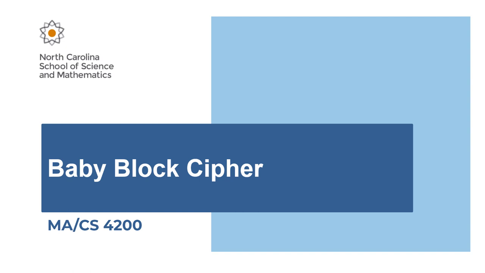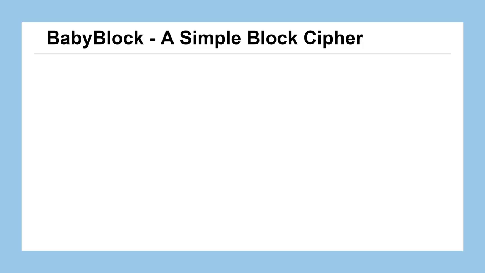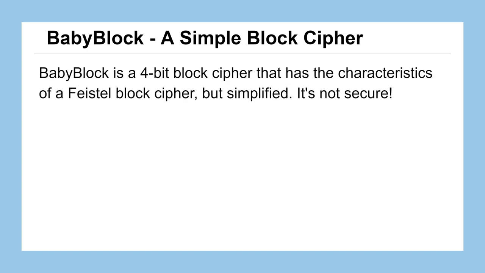In this lesson, we'll be looking at our very first fully operational block cipher. Now, this block cipher will be a little bit simplistic, so we're going to call it BabyBlock, but it does include all of the key characteristics. BabyBlock will be a 4-bit block cipher, meaning that it will take in 4 bits from a key, and it will also take 4 bits of a block and produce 4 bits of ciphertext. And it will have all of the same characteristics of a Feistel block cipher, but just simplified.